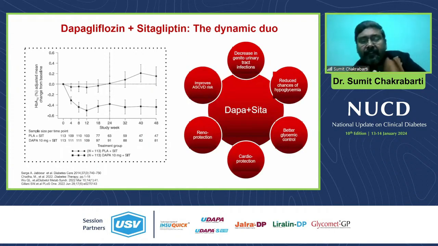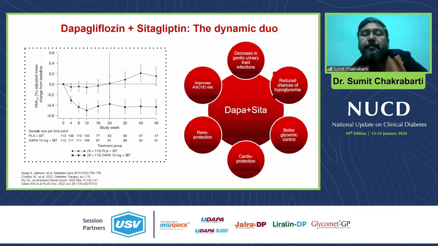Now, what about this SGLT2 along with the DPP4 combination? Say, for example, sitagliptin. We know about this molecule sitagliptin. This is one of the earliest gliptins discovered, and it has its own CVOT trial published in 2015, the TECOS trial, that showed its non-inferiority as far as CV mortality or heart failure hospitalization is concerned. It has established itself as a safe CV agent.